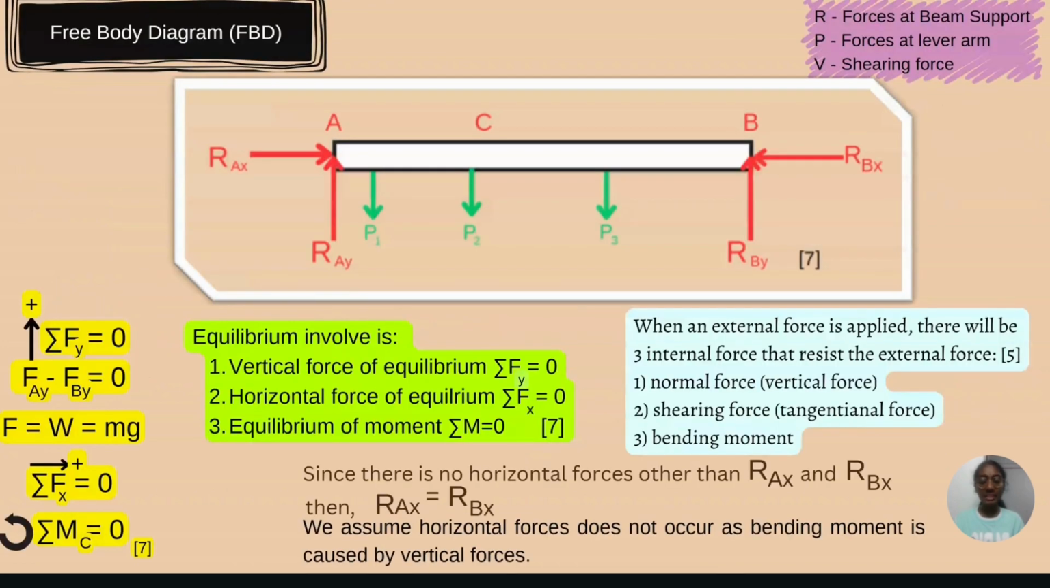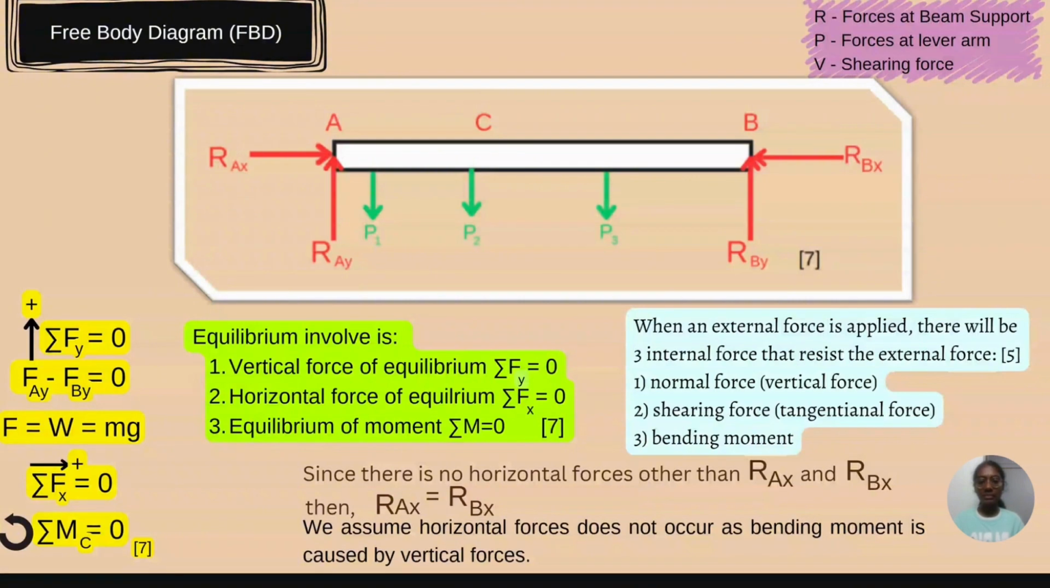This is the free body diagram of this experiment. The place where the lever arm is attached is replaced by the letter P, and the beam support is replaced by vertical and horizontal forces of R. There will be three equilibriums involved: vertical force, horizontal force, and equilibrium of moment. Since it is in equilibrium of forces, the summation of force and moment will equal 0, and we consider going up, the right-hand side, and also the anti-clockwise direction as the positive direction.